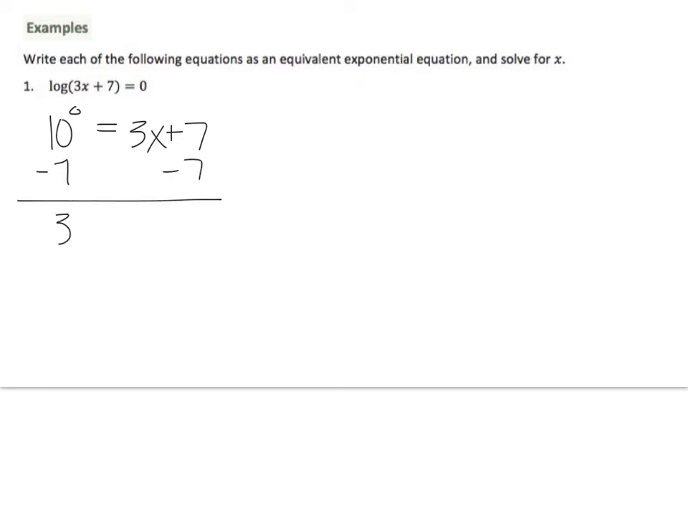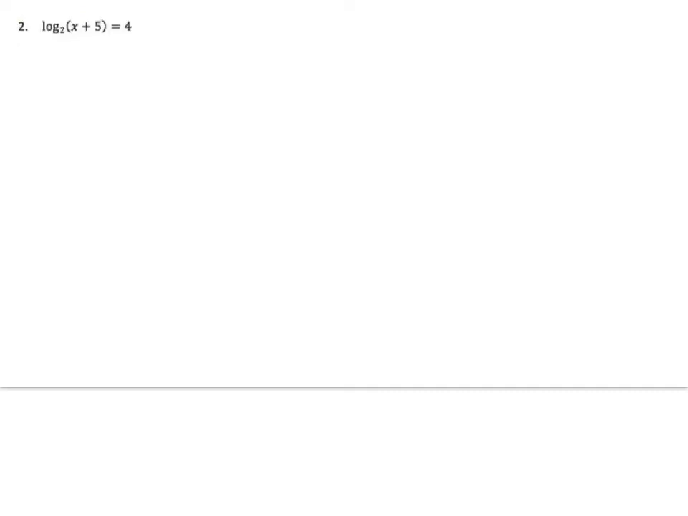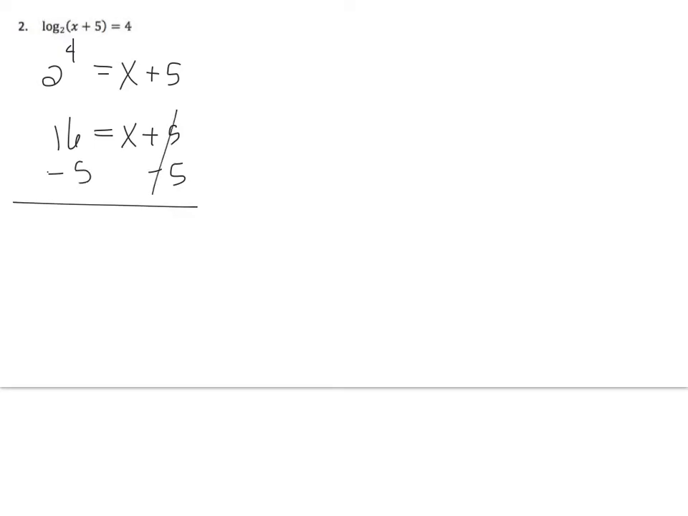10 minus 7 is 3. Divide both sides by 3. I have x equals 1. Again, change it to exponential. 2 to the 4th power equals x plus 5. 2 to the 4th power is 16. Subtract 5 from both sides. X equals 11.